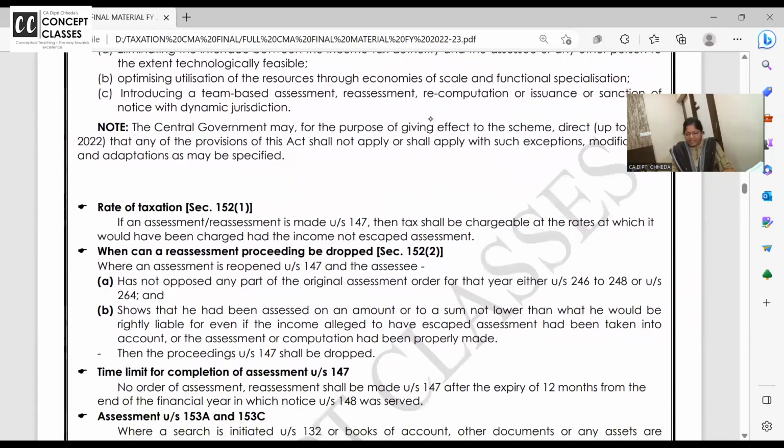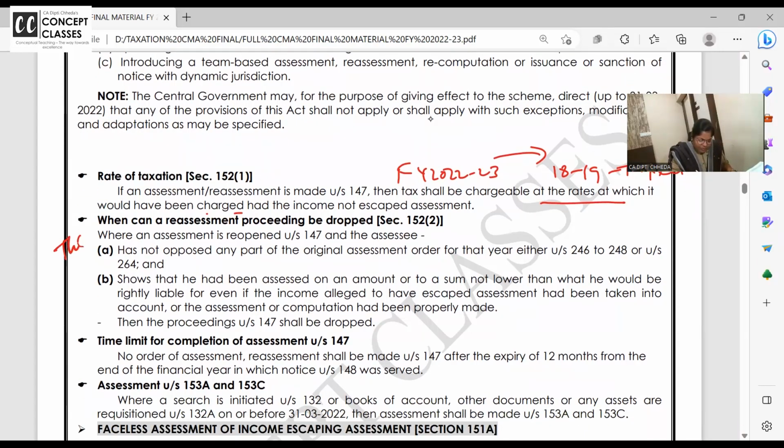This has also gone faceless. Okay, I may be assessing income of the last 3 years or 10 years. At what rate do I have to assess? Not at this year's rate. Suppose in financial year 22-23, your income escaping assessment of 18-19 reassessment is going on. So you have to put the tax rate of 18-19. It would have been charged in that year. That tax rate. Okay. This is a short question likely to be asked in the exam.